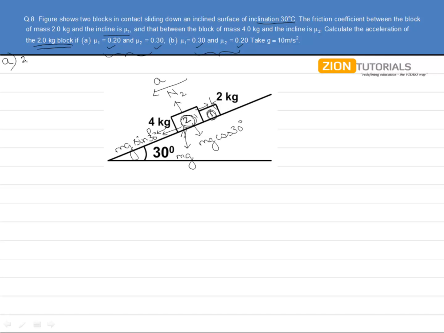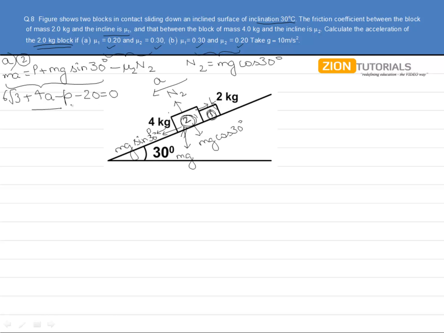Framing the equation for block 2, mass into acceleration equals the total downward force along the wedge, that is the pushing force plus mg sine 30 degrees, minus the opposing force F. F we know as mu N2, and that mu is mu2. Since there is no acceleration in the perpendicular direction, N2 equals mg cos 30 degrees. Putting in the values, mass as 4 kg, g as 10, and acceleration and P as variables, we get 6 root 3 plus 4a minus P minus 20 equals 0, marking it as equation number 1.